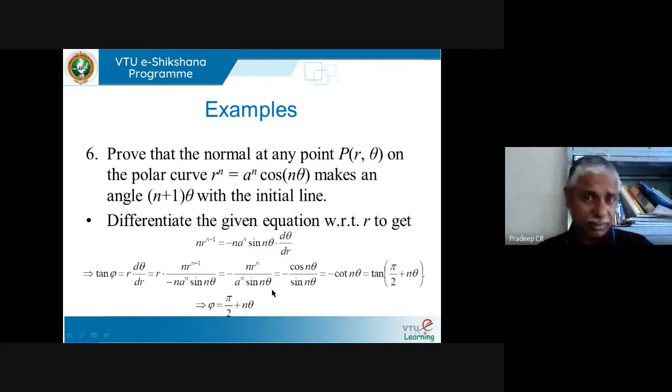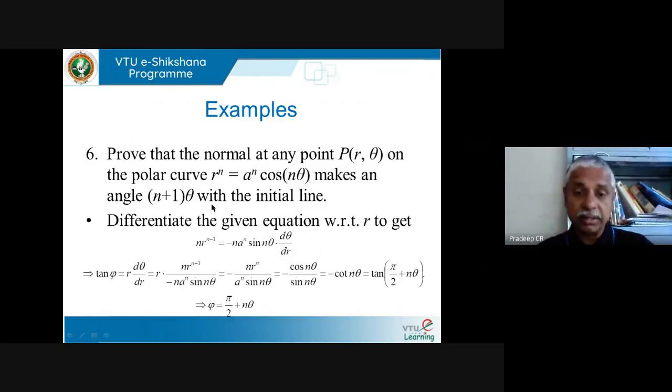The next part is also easy, but you have to understand what we are trying to do. Unless you draw the picture, it will be difficult for you to follow. I'm just showing you without any figure once, because this is what is expected in the exam. But to understand, you have to draw. So phi is pi by 2 plus n theta. Phi is the angle between the radius vector and the tangent.